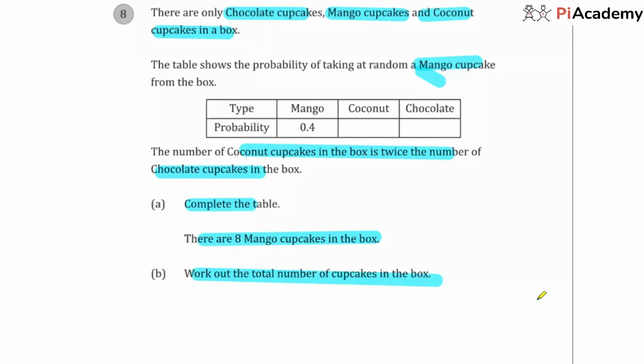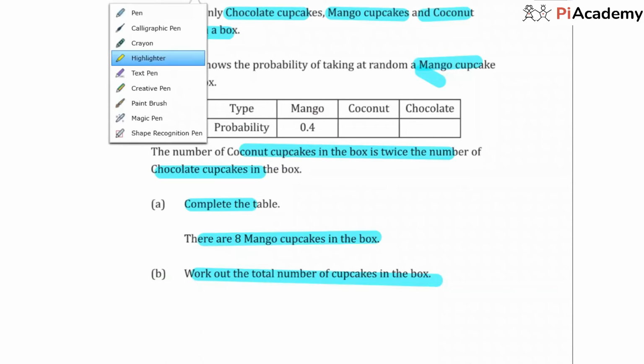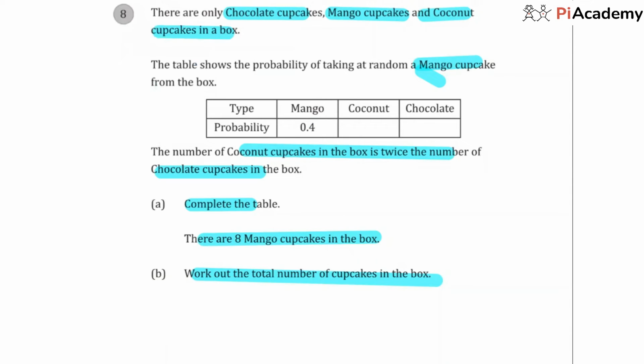So the probability of coconut would be 0.4 and chocolate would be 0.2. How did you get to that? Just a minute. I want you to explain as if you're explaining to your students. 1 minus 0.4 is 0.6. And then if we say coconut is 2x and chocolate is x, then 3x equals 0.6. So x equals 0.6 over 3, which is 0.2. So then 2x equals 0.4, which is coconut, and chocolate equals 0.2.